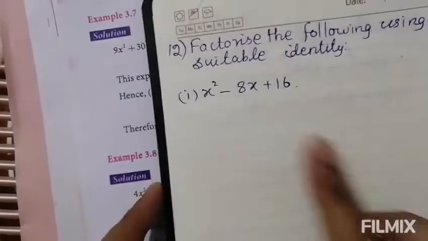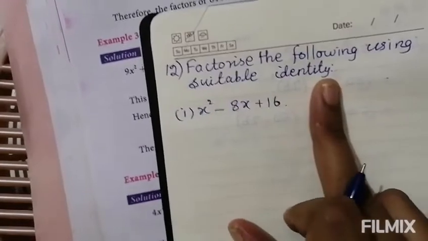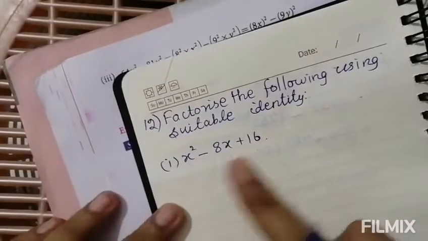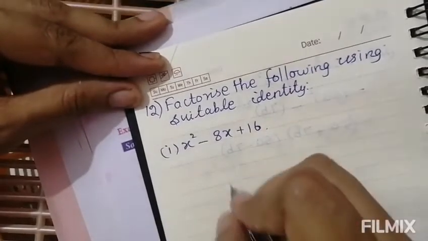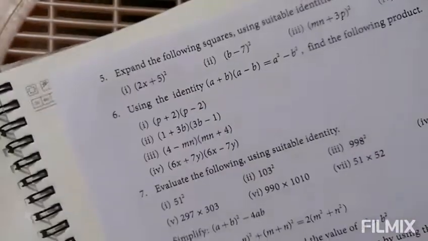Next, 12th question. Factorize the following using suitable identity. So you have to find which identity is suitable for this and factorize it. So this is the first question.